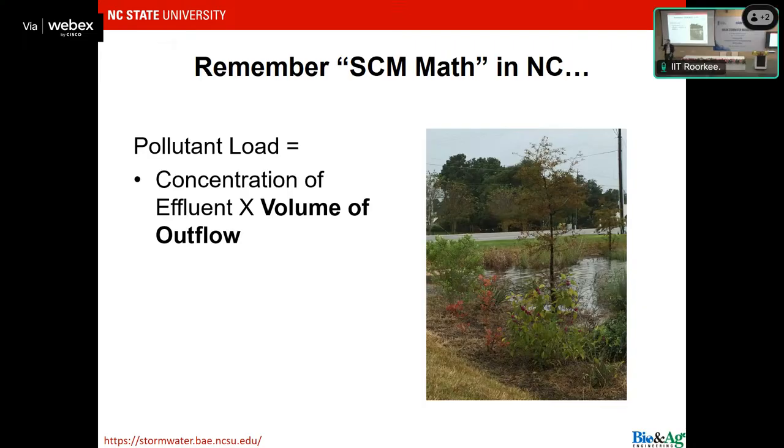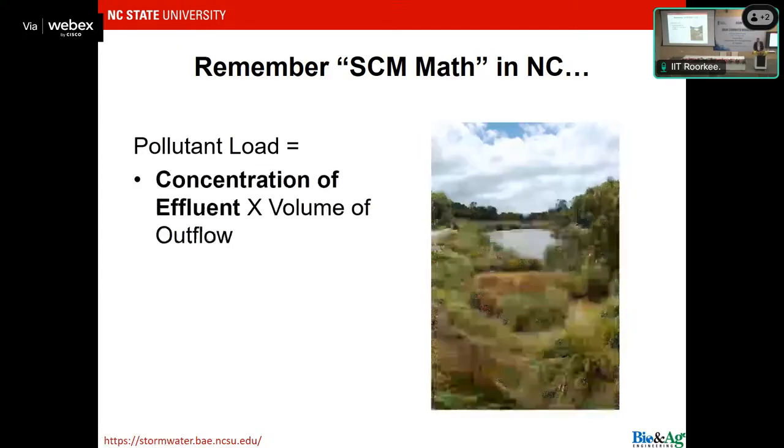In North Carolina, if you reduce the volume of water you discharge, they count that as reducing your pollutant load, even if you don't change the concentration. So evaporation and infiltration both reduce the volume of outflow, and therefore they both help reduce your pollutant load just by the volume of outflow improvement.